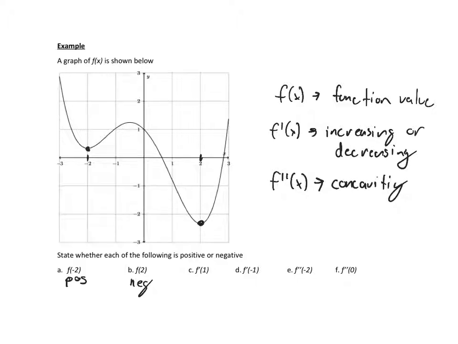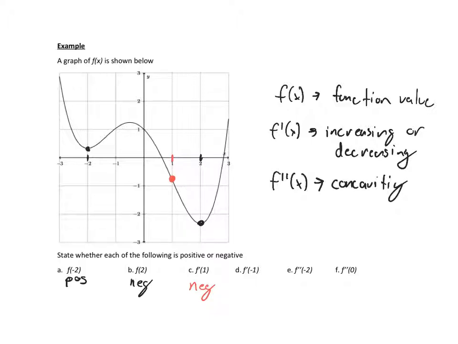The first derivative at these points we're considering is the function increasing or decreasing. So let's consider f prime of 1. At this point here, is the function increasing or decreasing? Well, the function's obviously decreasing, and we know that when the function is decreasing, the first derivative is negative.